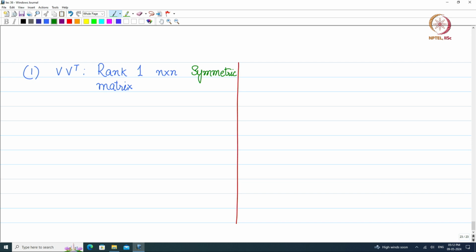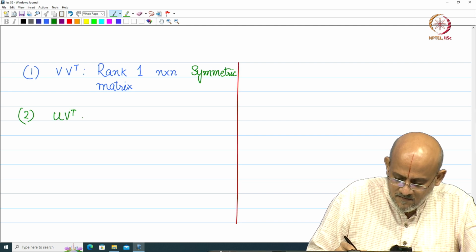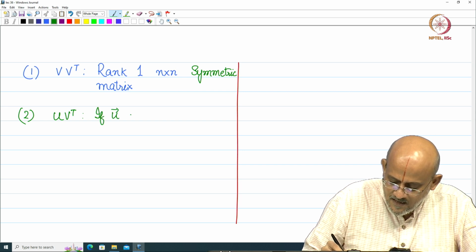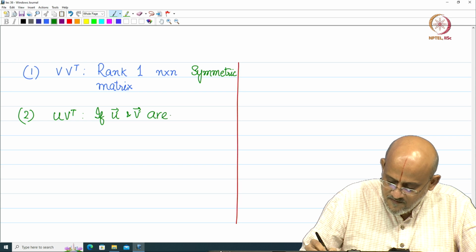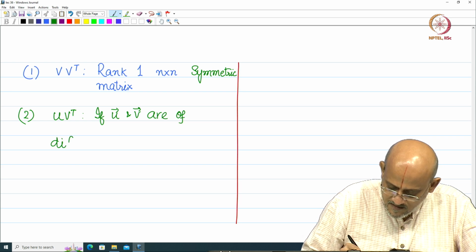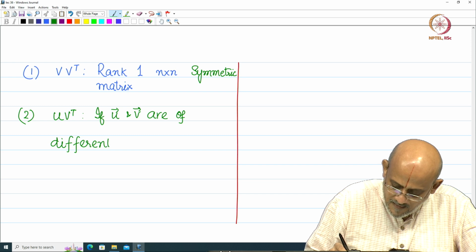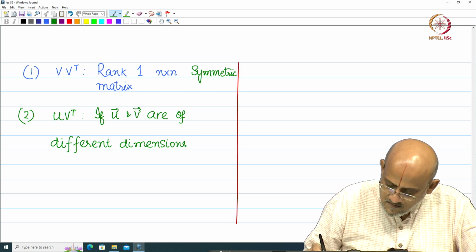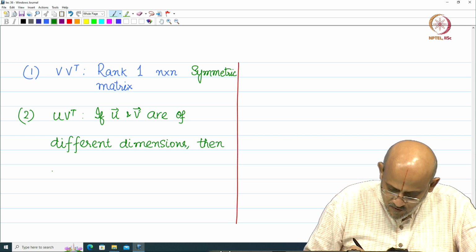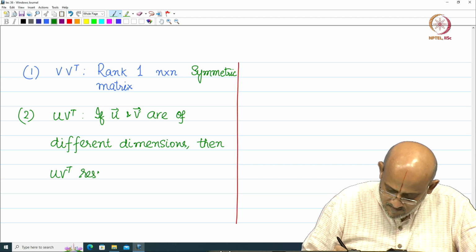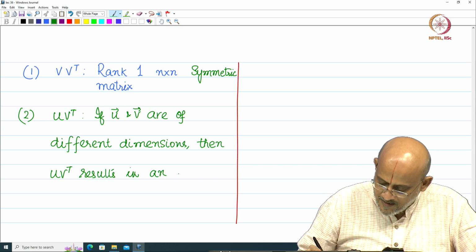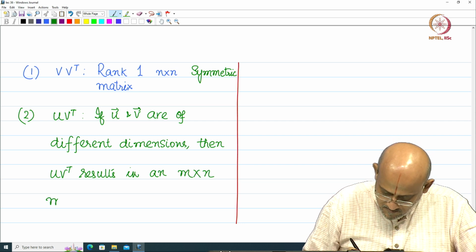Second, UV transpose. If U and V are of different dimensions, then UV transpose results in an m by n matrix of rank 1.